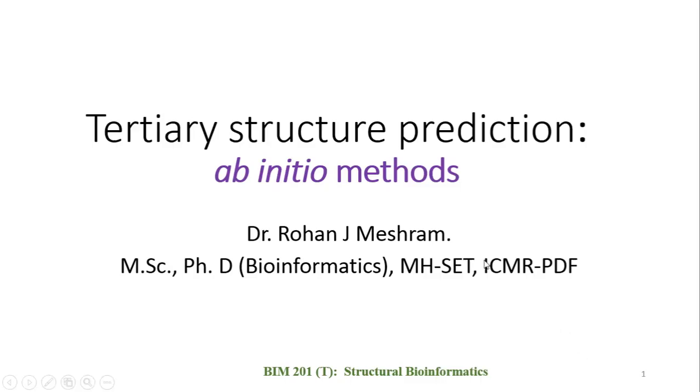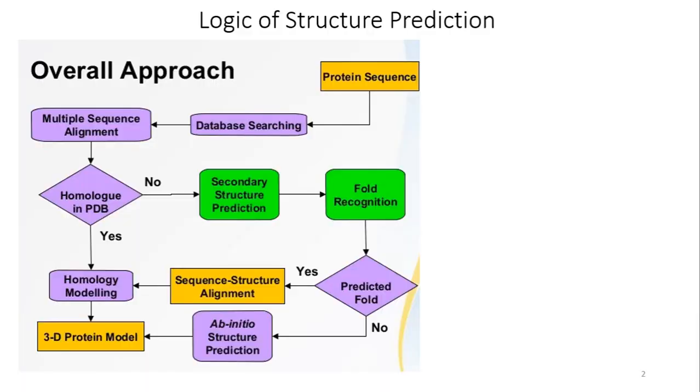Hello there, this is Rohan Mishra from Bioinformatics Center, and in today's lecture, we are going to talk about one of the alternative methods that is used for tertiary structure prediction. We call this method the ab initio structure prediction method, right?